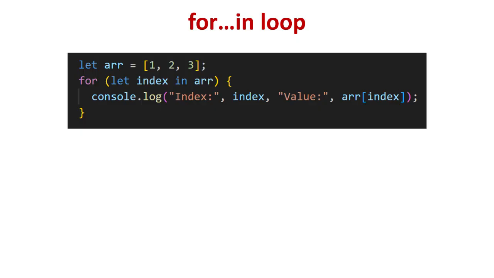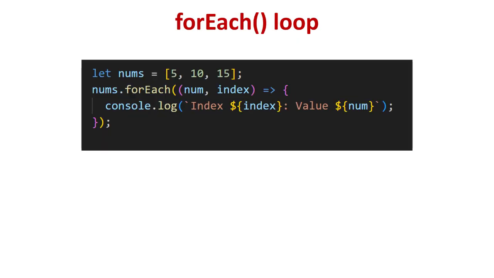Now the most important and most commonly used loop, the forEach loop. In the forEach loop we get the values in key-value pairs. Here you will get both the value and the index. The forEach loop is a very important loop and can be used in various ways.